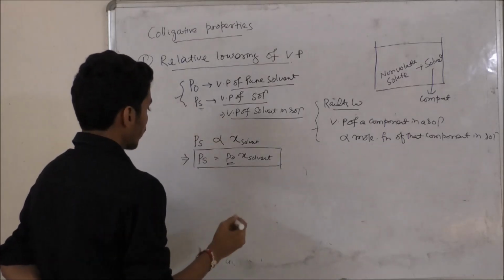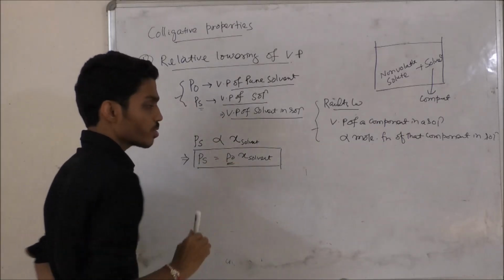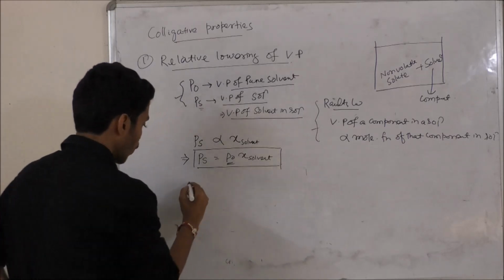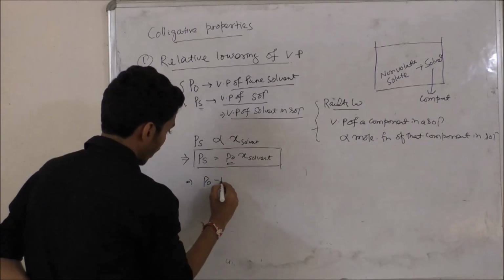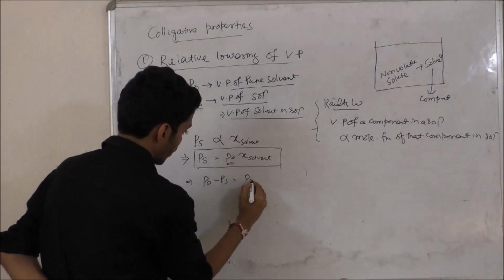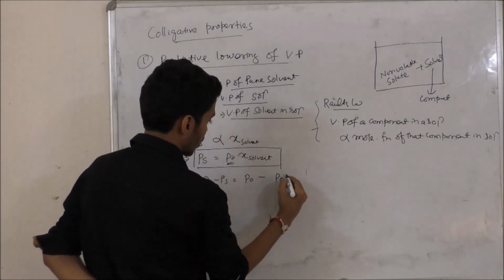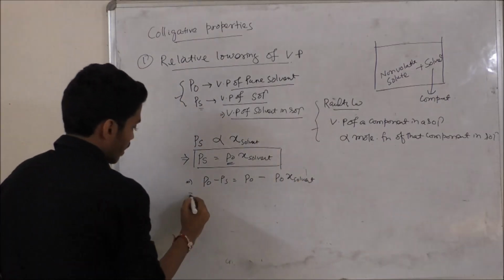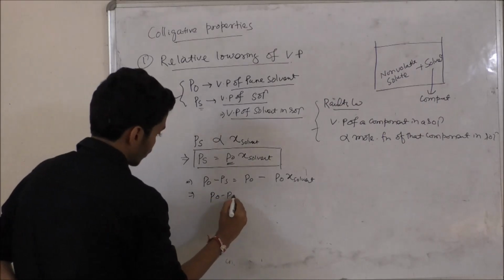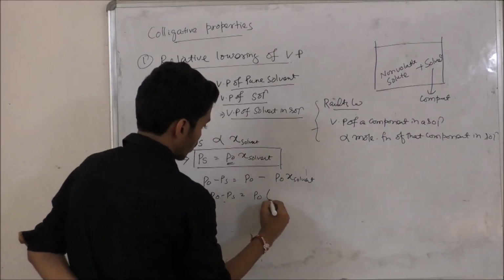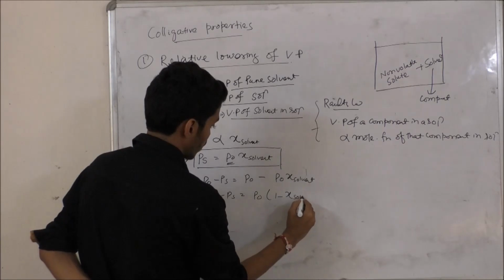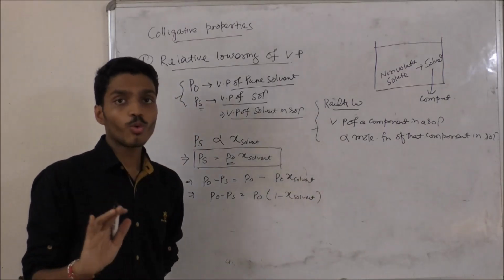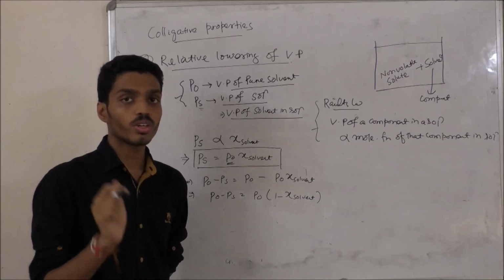And what will we do? Suppose these are the two terms, and if we subtract these terms from P naught on both sides, what we find is that P naught minus PS is equal to P naught minus P naught times the mole fraction of solvent. That implies P naught minus PS equals P naught times (1 minus the mole fraction of solvent). And I have told you the total mole fraction of solvent plus solute is 1.